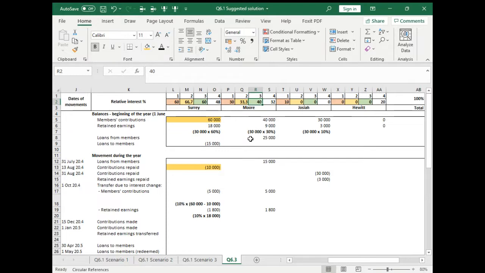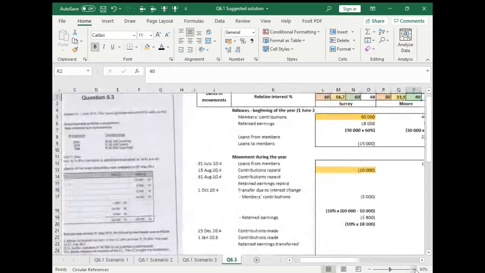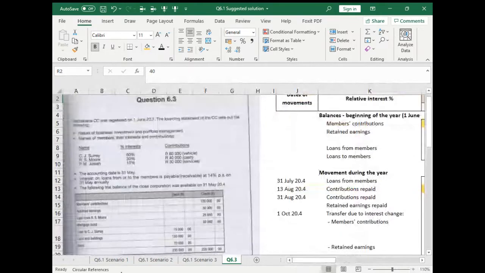Okay, are you guys okay up to this stage? Okay, let's just make this bigger again.